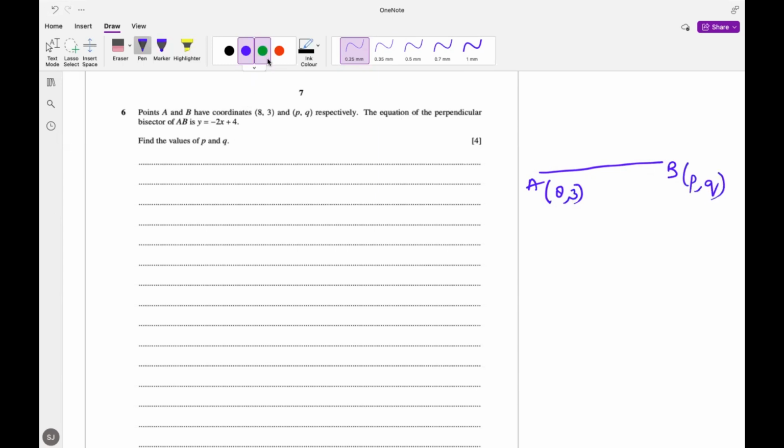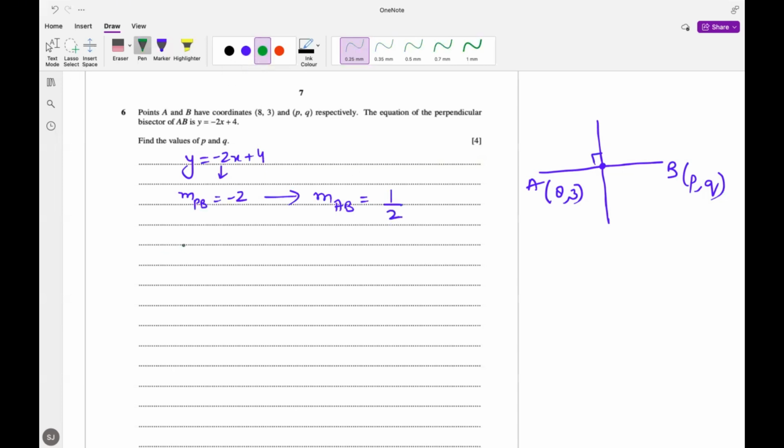The perpendicular bisector will pass exactly through the midpoint, and from the equation y equals minus 2x plus 4, the gradient of the perpendicular bisector is minus 2. As the two lines are perpendicular, the gradient of AB will be the negative reciprocal. So we can say that the gradient of AB will be positive 1/2.